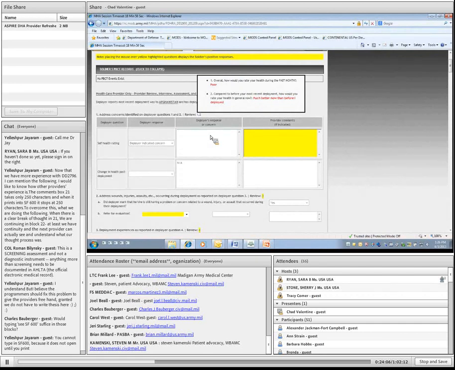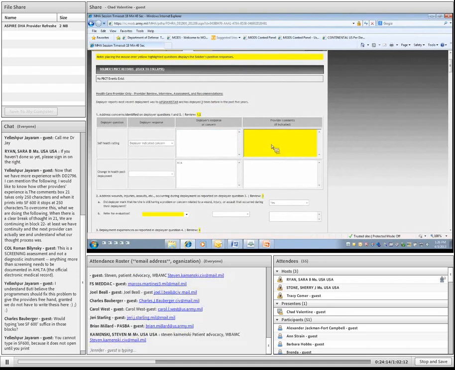If they do have a positive response, you'll see here, covering questions 1 and 2, it's going to highlight in yellow, just like I mentioned when we were going through the PowerPoint. It lets you know the deployer indicated concern. Question 1 is, overall, how would you rate your health during the past months? The deployer answered poor, indicating a positive response. The system is mandating that the provider leave a comment because it was a positive response, and that's why it's yellow.